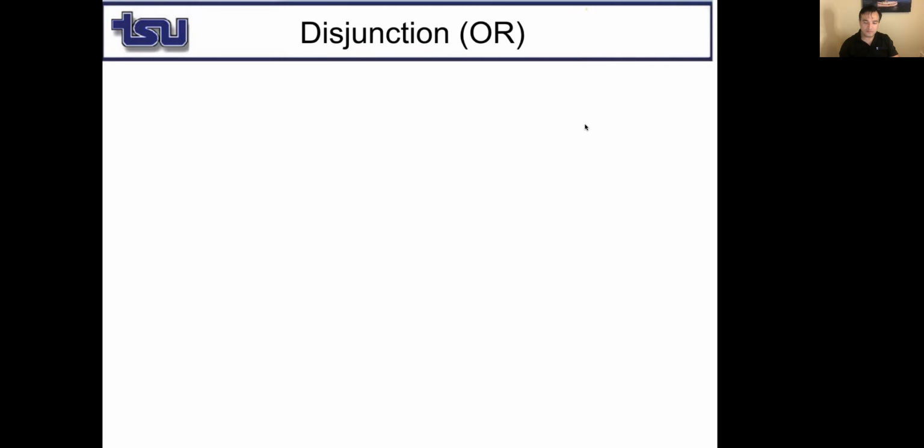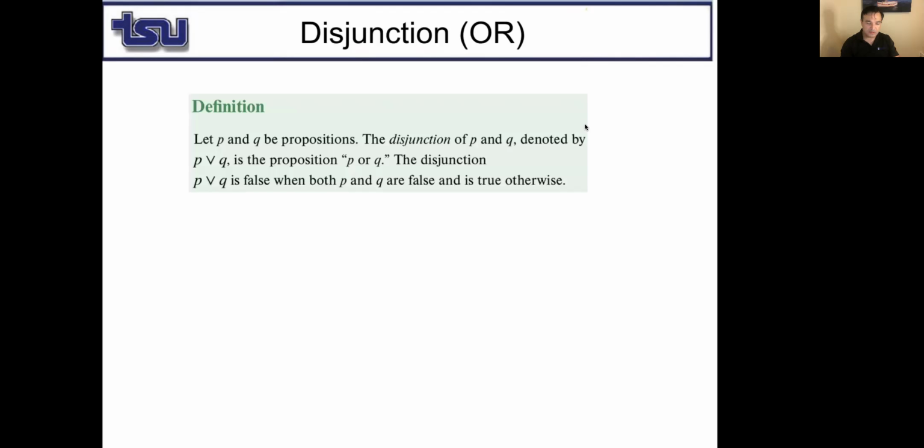Disjunction, or. Again, now we have two statements, P and Q. Or is this connective. We call it P or Q. When you have two statements, at least one of them must be true for the compound proposition to be true. For example, if S is equal to P or Q, if P is true and Q is true, the compound proposition will be true. But if both of them are false, the compound proposition will be false. If only one of them is true and the other one is false, that's enough for the compound statement to be true, obviously.